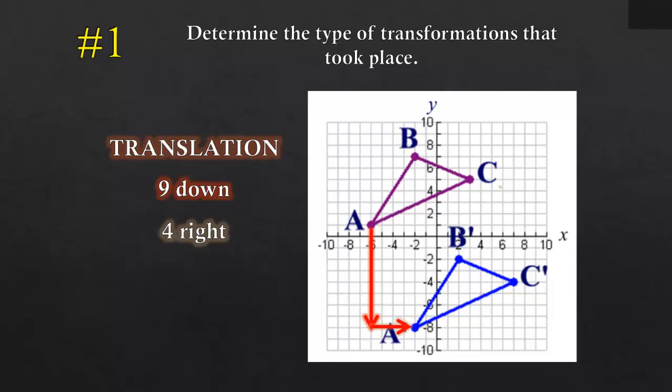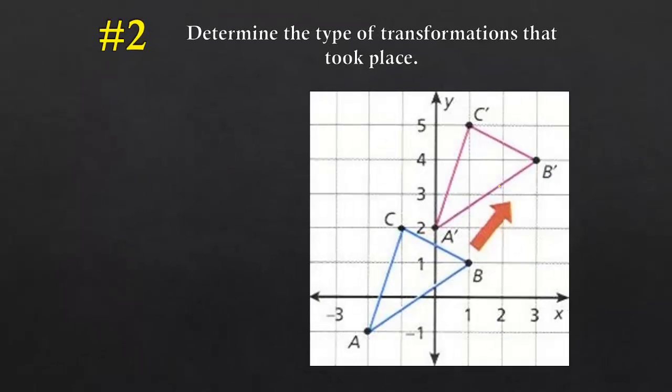Up, down, left, right. Try this one on your own. So again, we've got triangle ABC and triangle A prime, B prime, C prime. So I went from here to here. Not always going to have this helpful little arrow telling you which one's the original. So, again, this is just a translation.